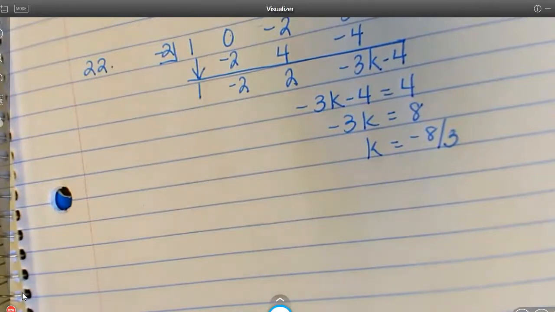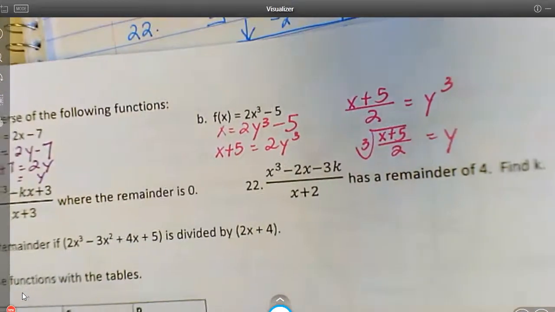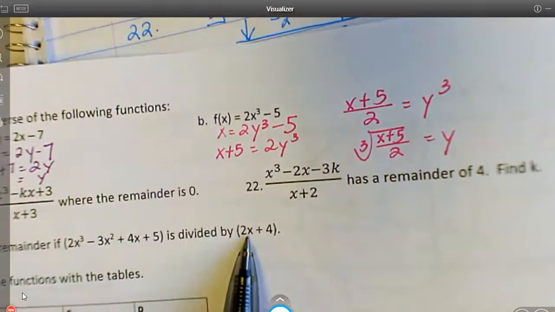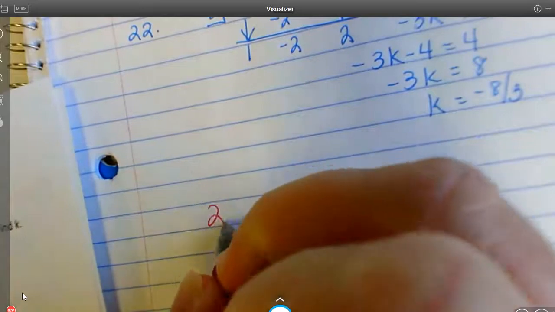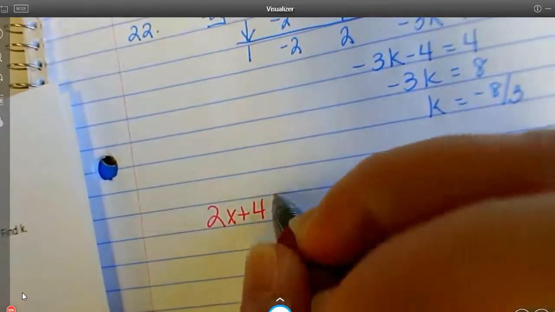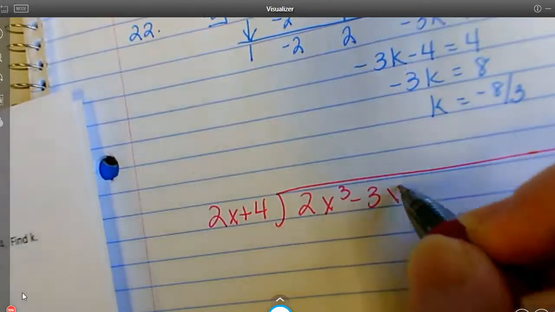Next is a long division problem. I'm going to do it a long division way, but there is a shorter way, and it's not something we've talked about, so I wanted to show you that after I do it. But we're going to start, I know it's long division because there's a number in front of the x. So I'm going to take 2x plus 4 and then divide that by the whole thing.